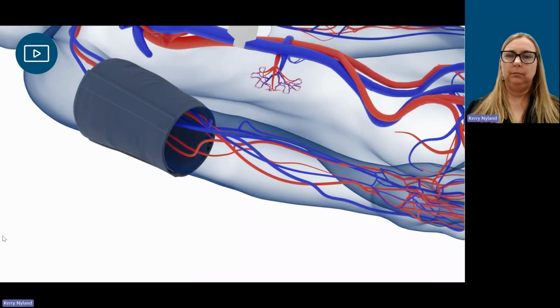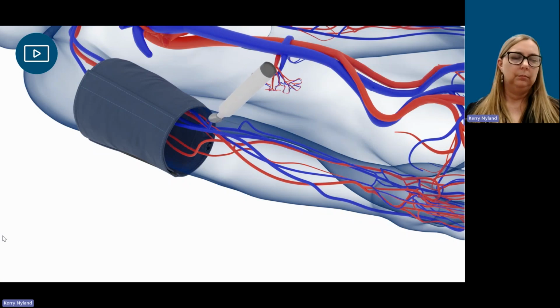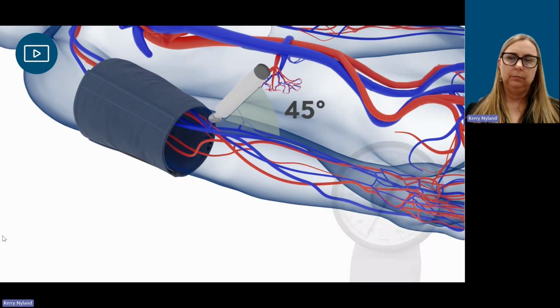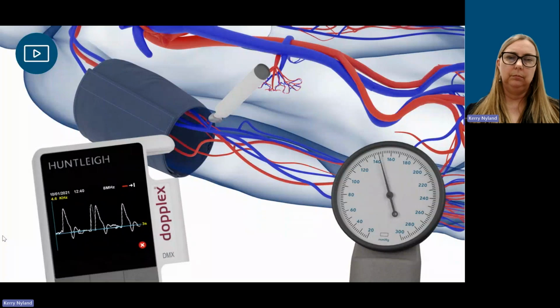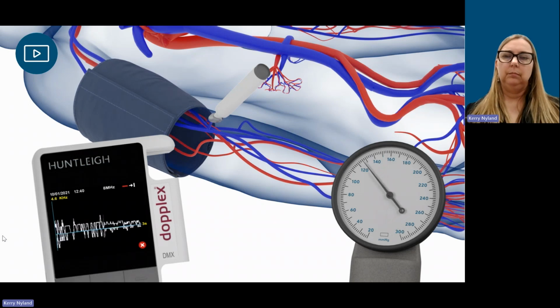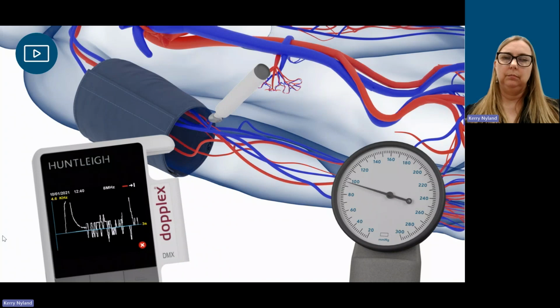Palpate the brachial artery and then apply gel. Using the Doppler, locate the artery and hold the probe about 45 degrees to the skin. Inflate the cuff until the sound disappears. And then slowly deflate at around 3 millimeters of mercury per second. The point at which the sound returns is the brachial systolic pressure, which is then recorded.